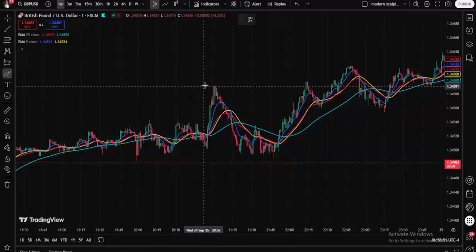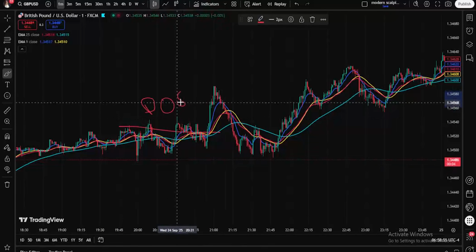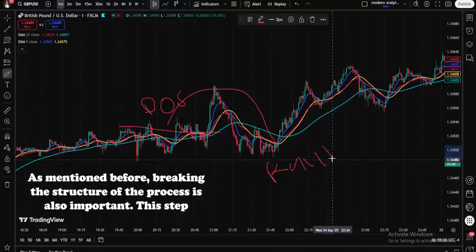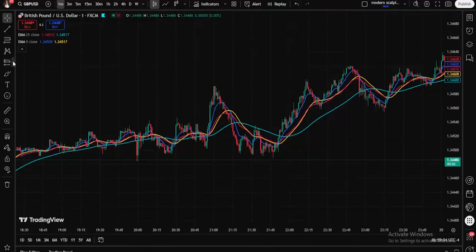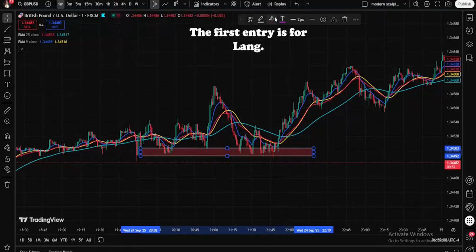Part 4. Example of entering a trade. Let's take a practical example to make the matter clearer. Suppose that on a 1-minute time frame, EMA 9 crosses EMA 25 from below and moves upwards. At the same time, EMA 15 follows the same trend. This is our first buy signal.